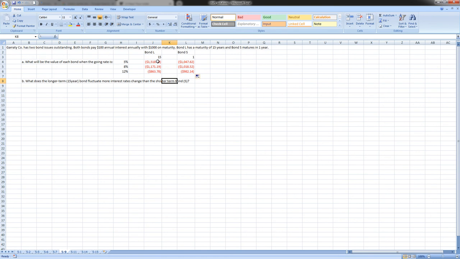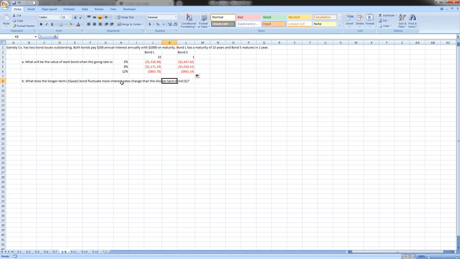So what we can tell is when there's 15 years versus 1 year, there's quite a difference in the value of the bond. And at 8%, bond L is worth more. But when the rate goes up to 12%, we don't lose as much in bond S. So that moves us to part 2.